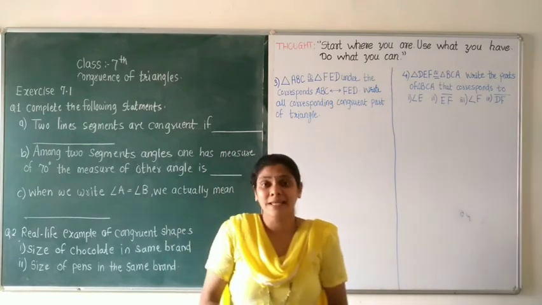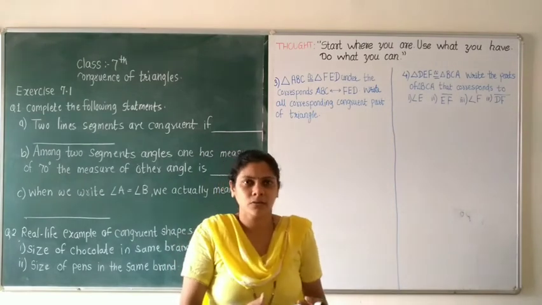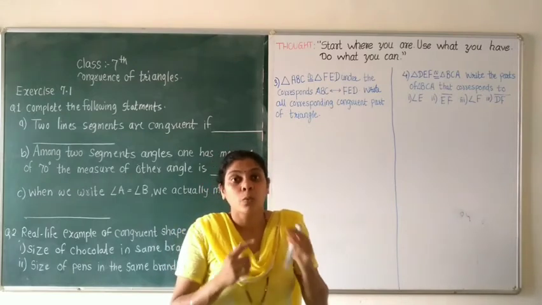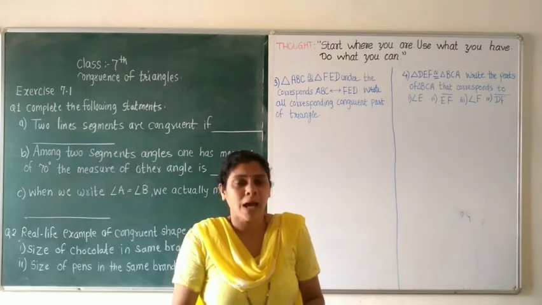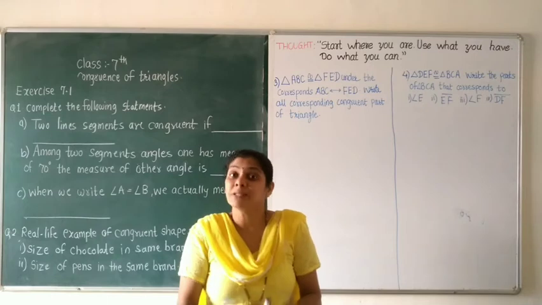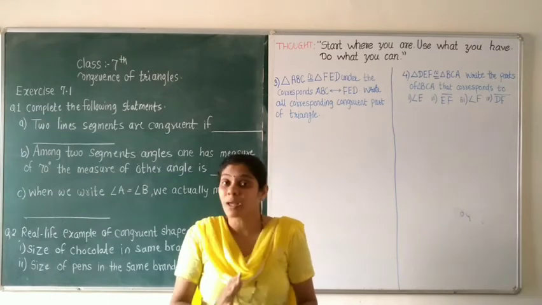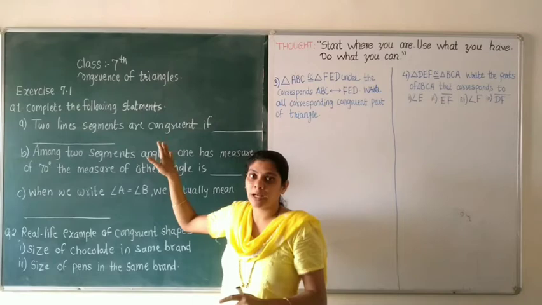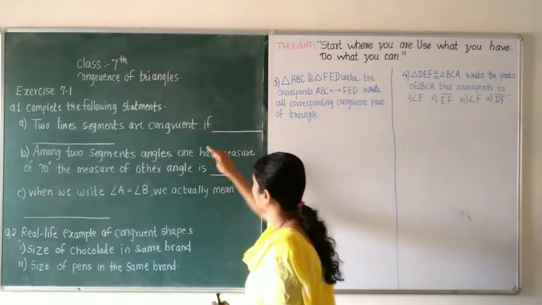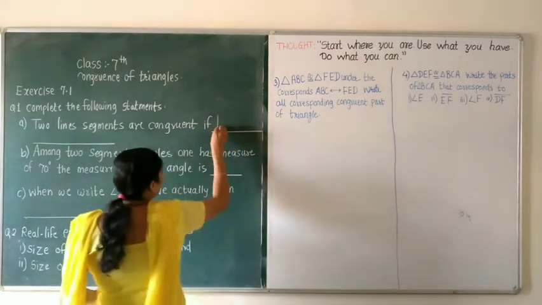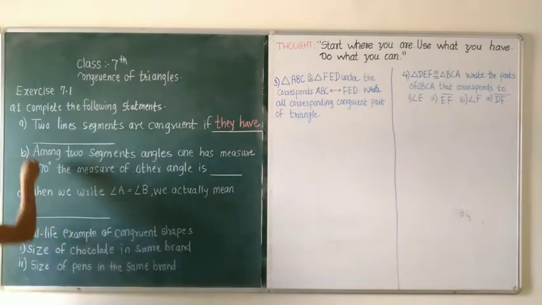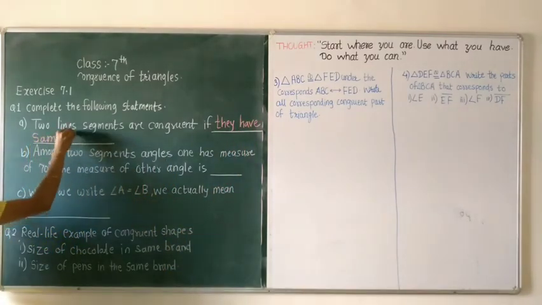So the first one, two line segments are congruent if dash. When we say that segments and angles are congruent, it is when they are in the same shape, and most importantly when they are in the same size, that means the same length. That means we can say the segments are congruent if they have the same length. Very good. So we have to write here if they have same length.